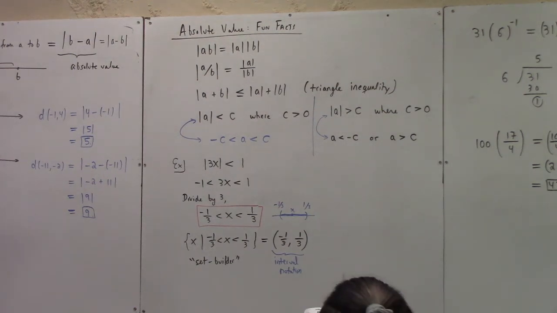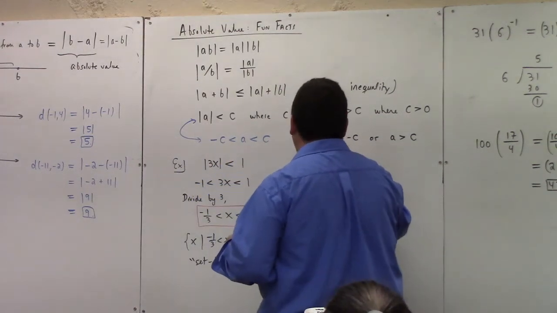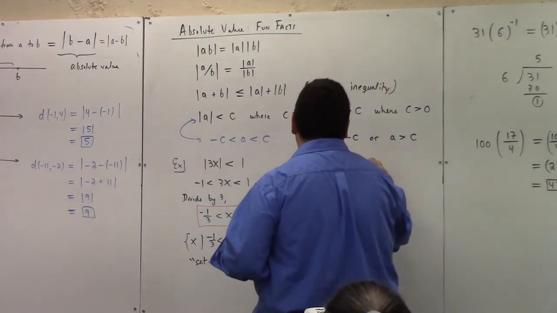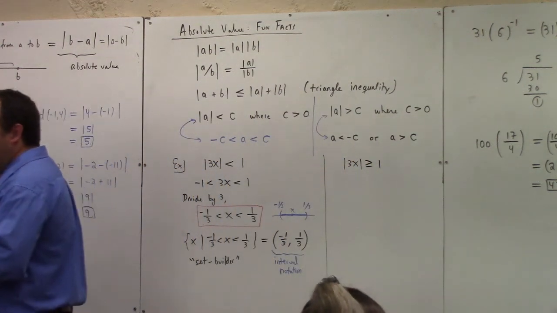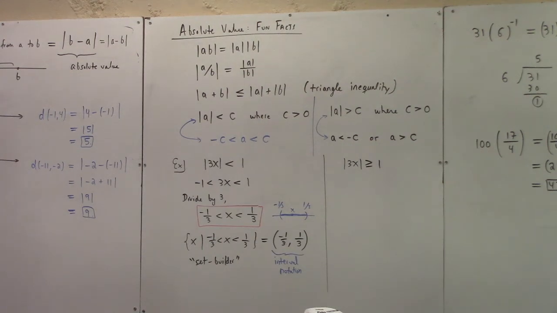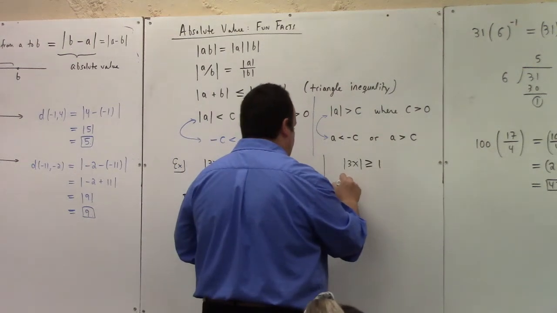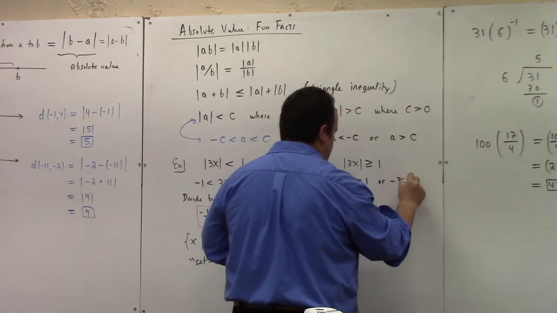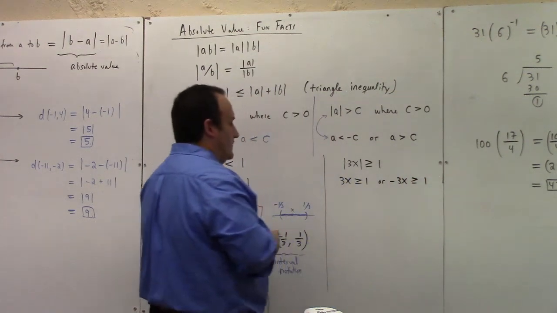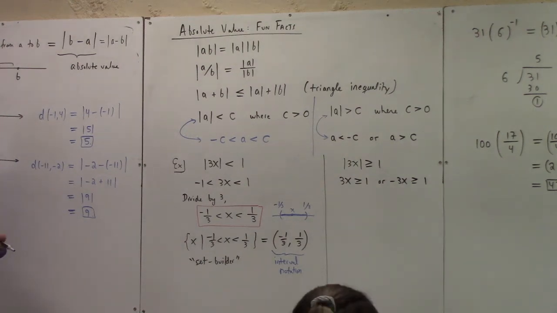Now, in contrast, what would happen if instead we had the absolute value of 3x greater than or equal to 1, let's say? That means what? That means either 3x is greater than or equal to 1, or minus 3x is greater than or equal to 1, actually. I mean, I didn't actually write that right above, but that's the logic.